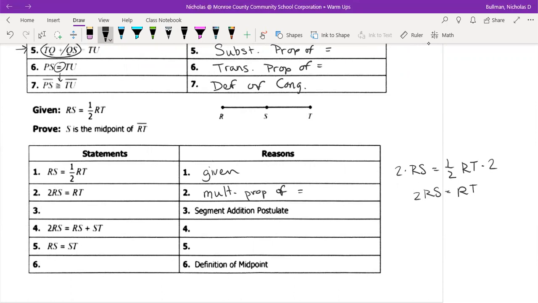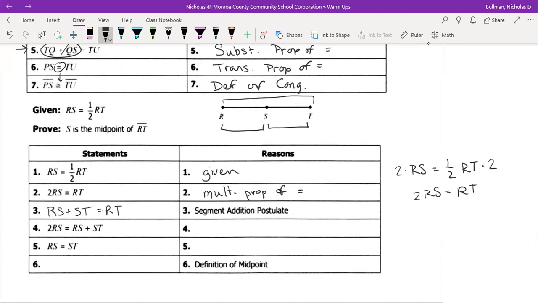Now we don't have a statement 3, but we do have a reason. The reason is that I use segment addition postulate. Well, I only have 3 collinear points, so segment addition postulate would be that RS plus ST would have to equal RT. So I'm going to write that out. RS plus ST equals RT.